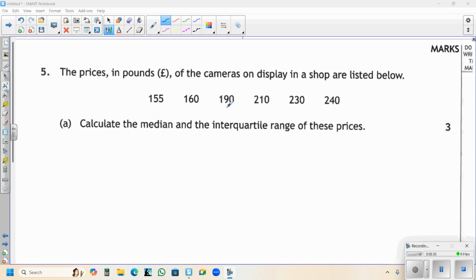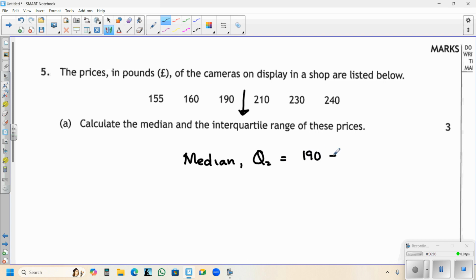So when they're written out like that, you have got to find the one in the middle, that's the median, and it's also given the symbol Q2. So we've got 1, 2, 3, 4, 5, 6. The middle of that list is between 3 numbers and 3 numbers. So the median, Q2, is equal to adding those 2 numbers together, so it's 190 plus 210 and divide it by 2. When we add them together, we get 400 divided by 2, which is equal to 200.